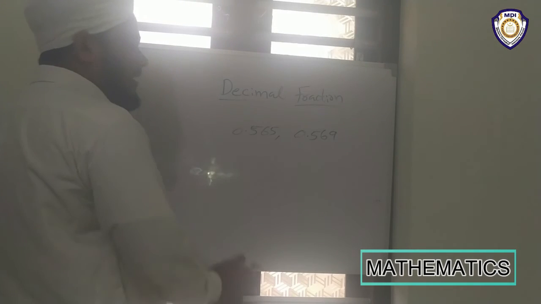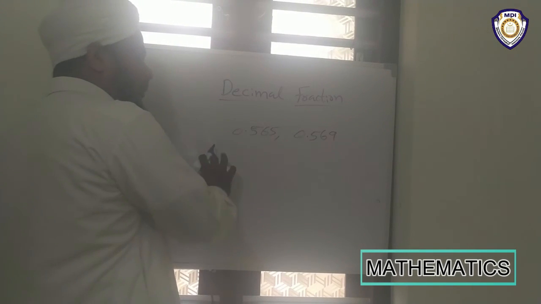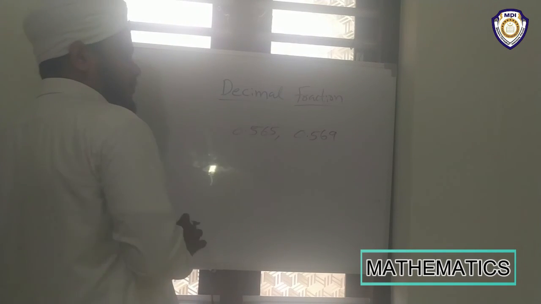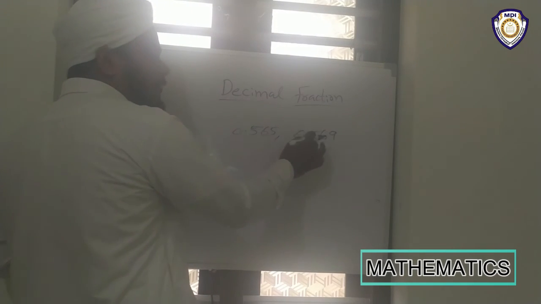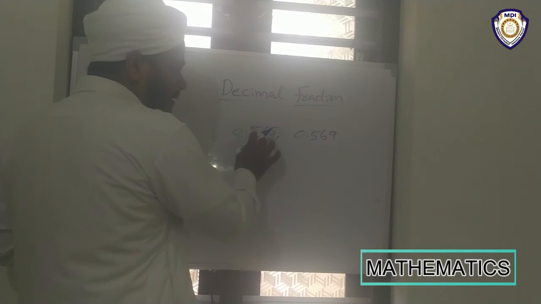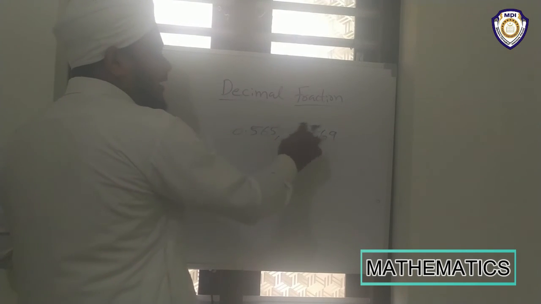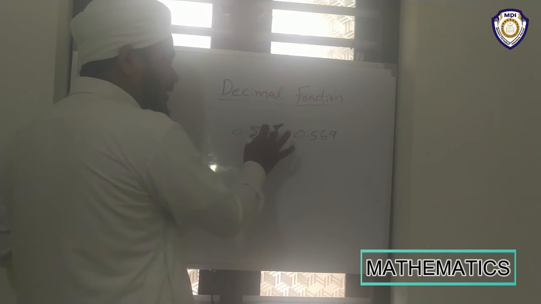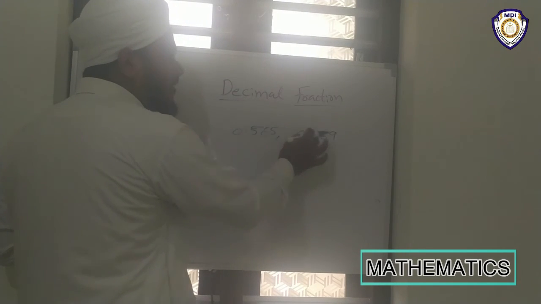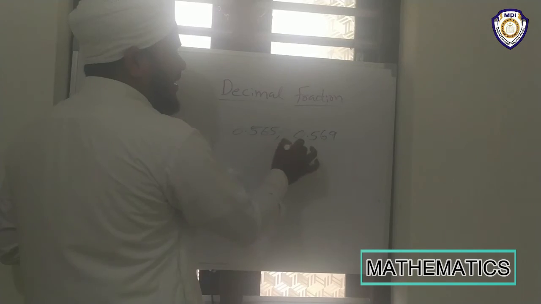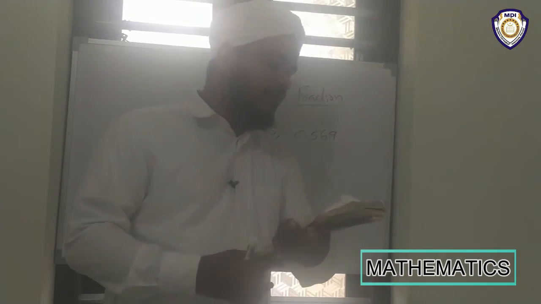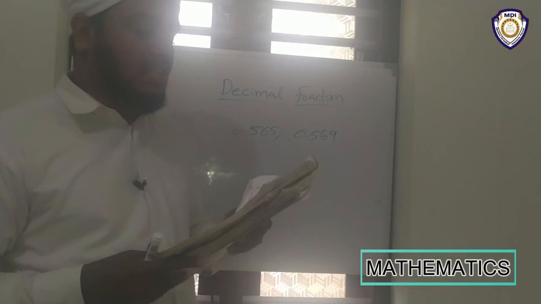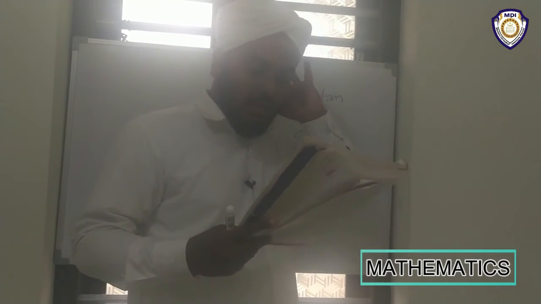If you compare these two decimal numbers, how can you? First 0, here 0, so equal. Then we compare the next digits. Here 5, here 5, equal. Then here 6, here also 6, equal. Then next digits, here 5, here 9. Then this is largest. Then it is very simple to arrange in ascending order and descending order.